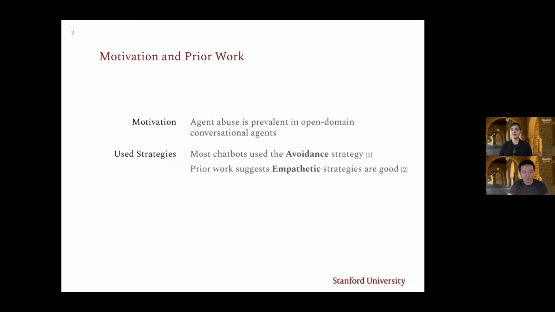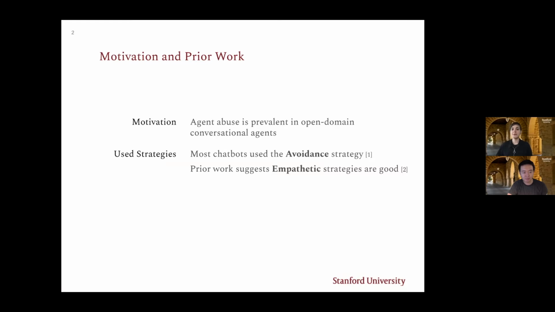Prior work demonstrates several response strategies used by conversational agents to respond to offensive user remarks. The most common strategy used by commercial agents is the avoidance strategy, where the agents avoid directly responding. Instead, they use a generic phrase, such as, "I'd rather not talk about that."